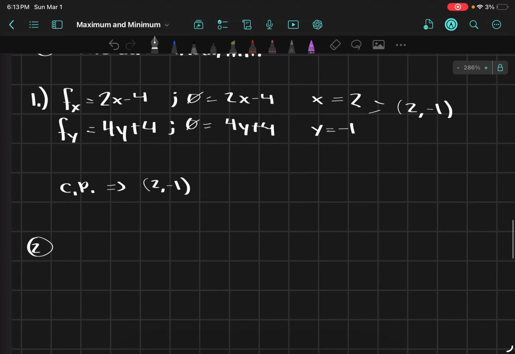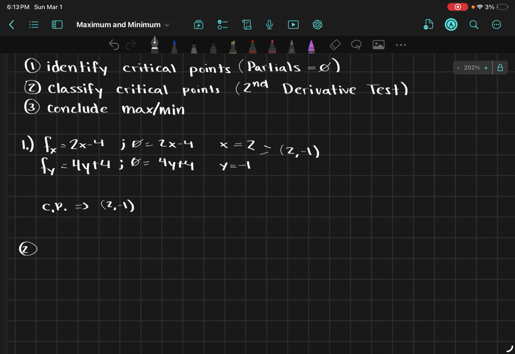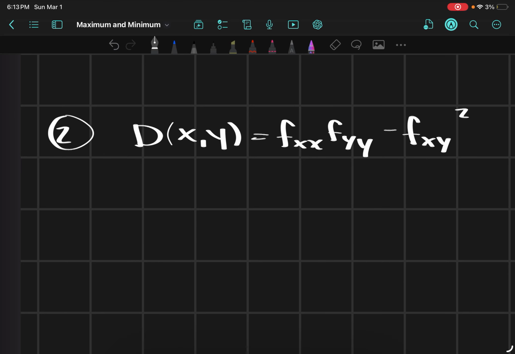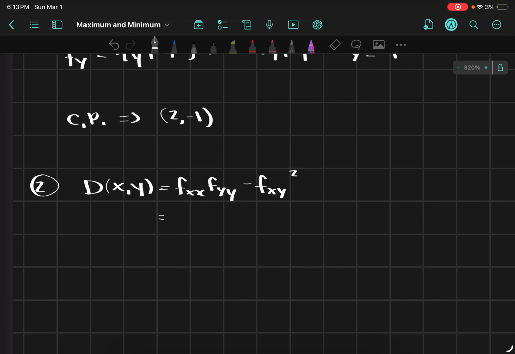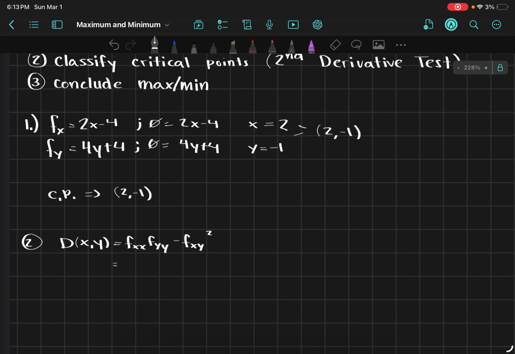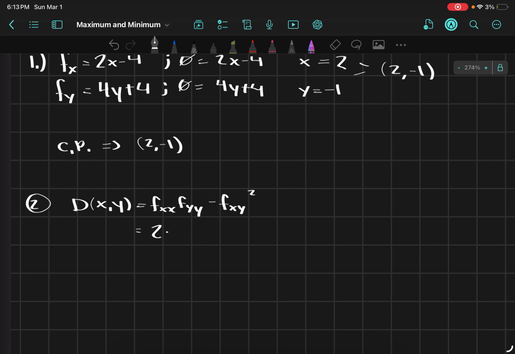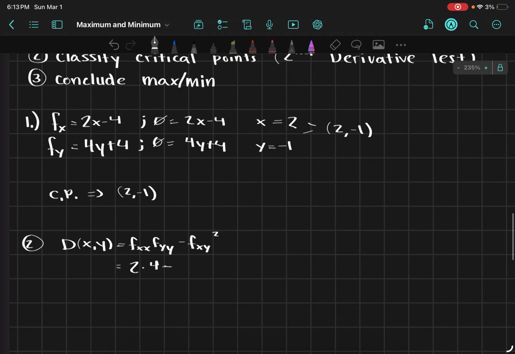That's going to be our second derivative test, classifying the critical points. Let's do our second derivative test really fast. Our discriminant is going to equal f sub xx times f sub yy minus f sub xy squared. What is our double partial in x? We just take the partial again, and that's just going to be 2. Our double partial in y takes the partial of our partial, so we're going to have 4. We're going to subtract f sub xy squared. No matter how you do it, this is going to be 0.